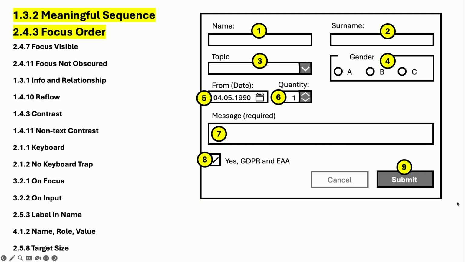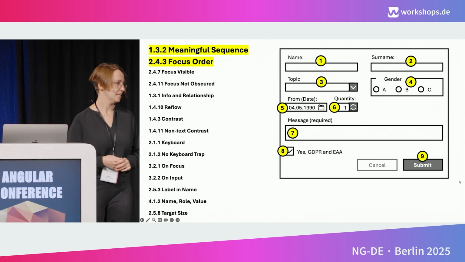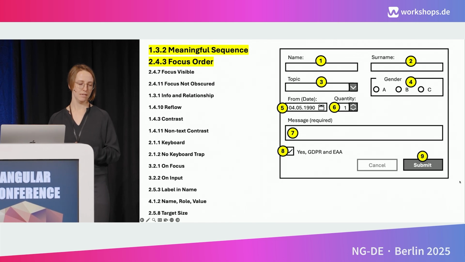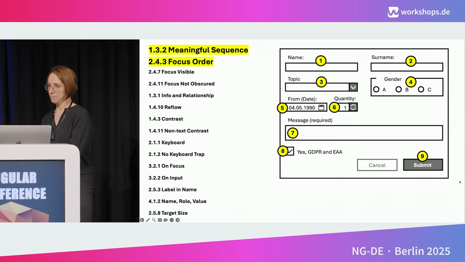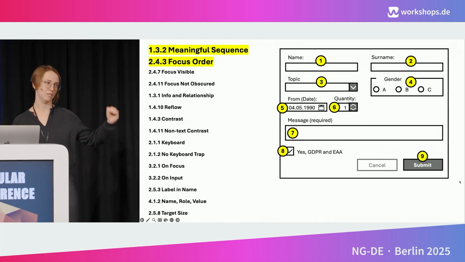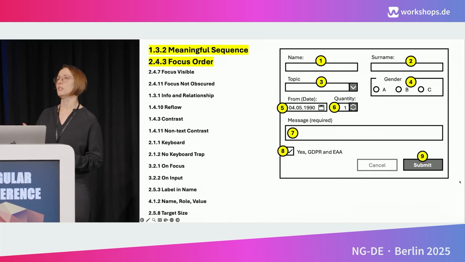Meaningful sequence, focus order, means that the sequence of the elements should be logical, should maintain its meaning and be intuitive. And ideally, the visual order should correspond to the order in your code, because the keyboard focus follows the sequence of the elements in your code. That's a requirement. But again, I mentioned there's a lot of opinion.